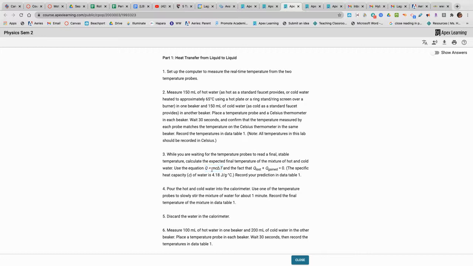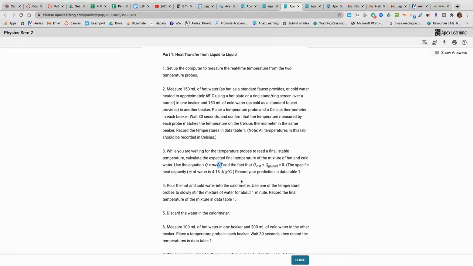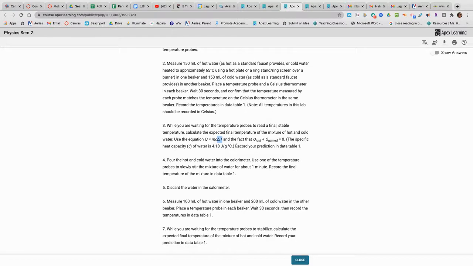M stands for the mass of water. C is the specific heat of water, which is given to you here, 4.18 joules per gram degree Celsius. And delta T is the change in temperature of your water, okay? You are going to be first recording your prediction in data table 1.